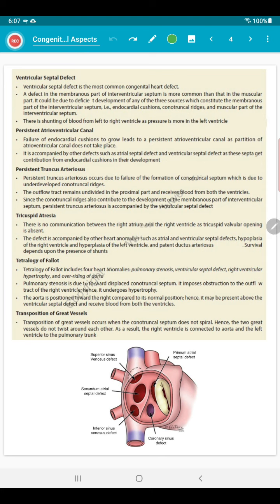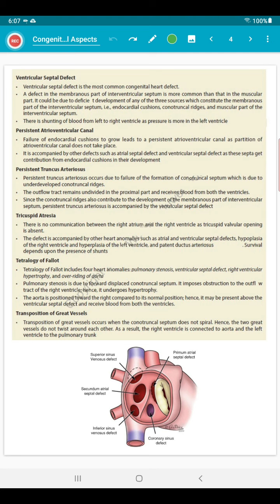The outflow tract remains undivided, single, in the proximal part and receives blood from both ventricles, the common. Since the conotruncal ridge also contributes to the development of the membranous part of the IV septum, persistent truncus arteriosus is accompanied by the VSD also. I will show you the picture, then you will be able to understand better.